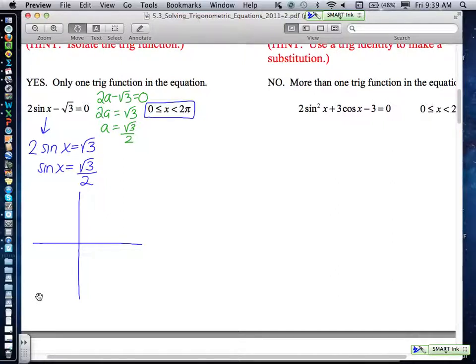So we're going to need reference triangles for one thing. So I want you to remember, if you remember that little graphic that we used, it was All Students Take Calculus. This tells us where the trig functions are positive.